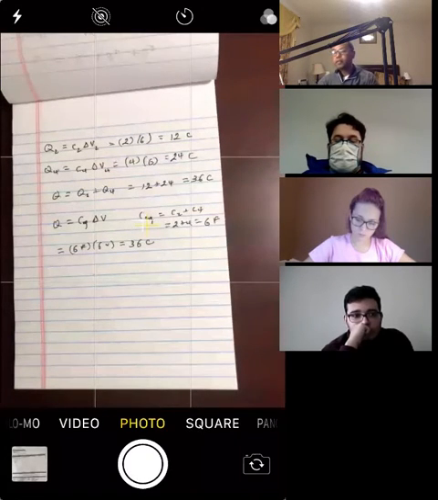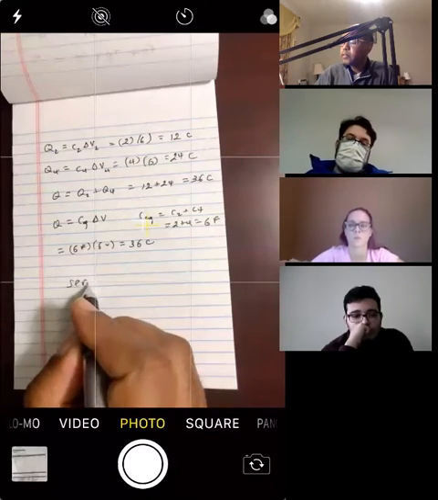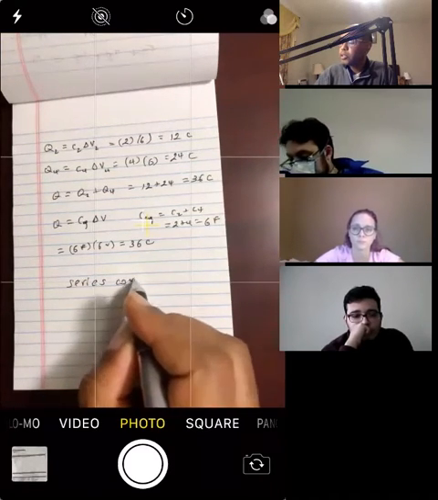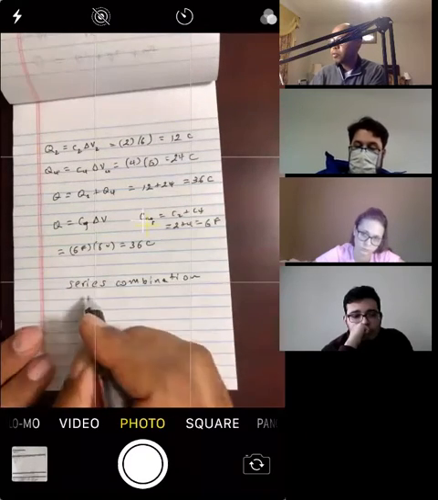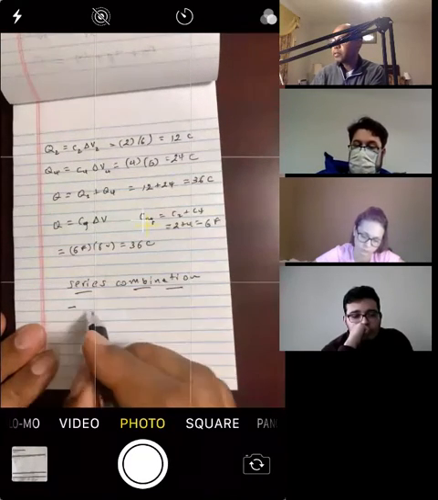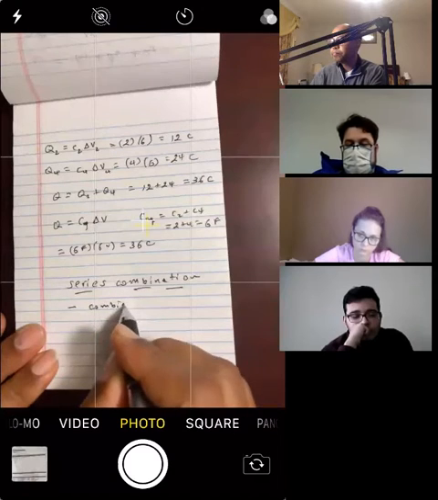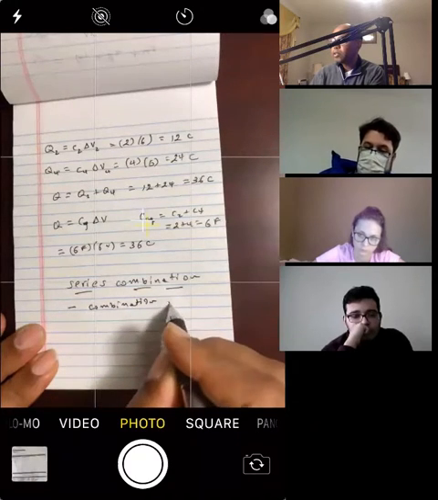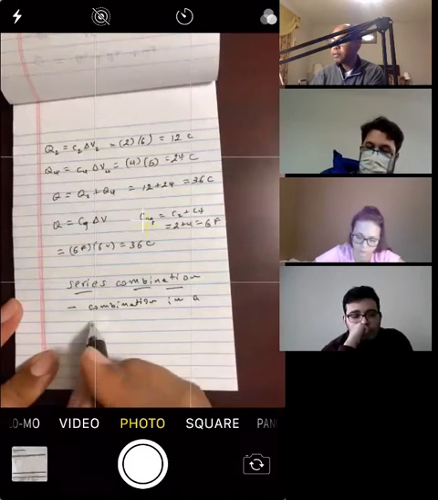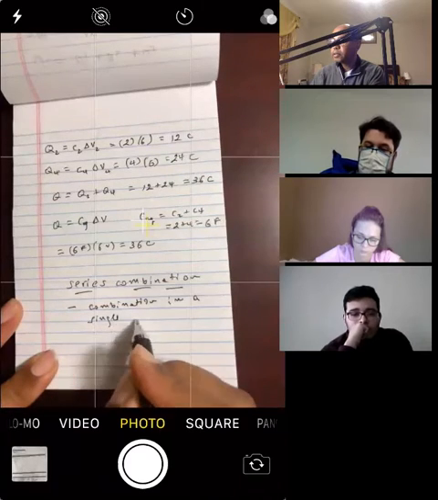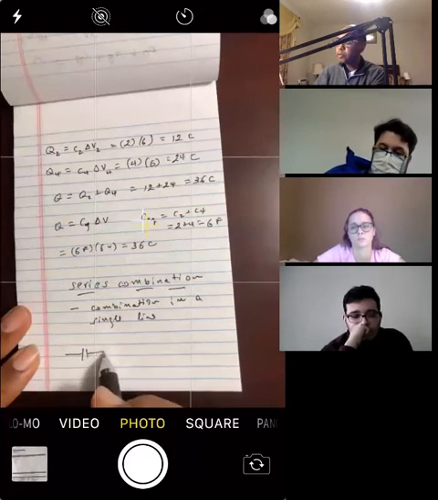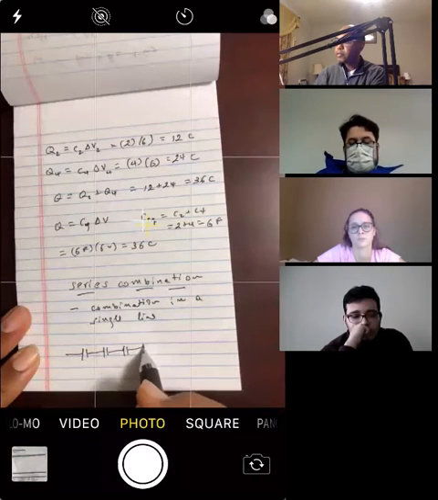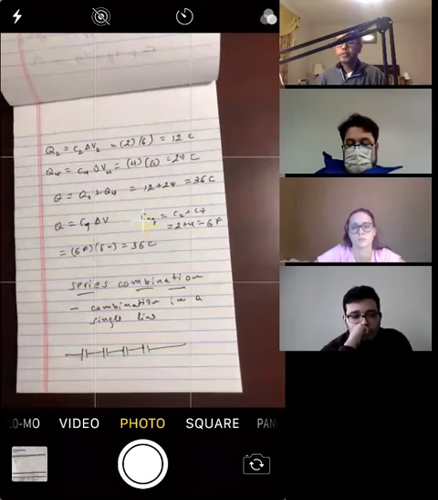Now we're going to look at the second type of combination, which is series combination. Let's look at the series combination. This is combination in a single line. If you have a combination like this, it is said to be series. These capacitors are said to be connected in series.